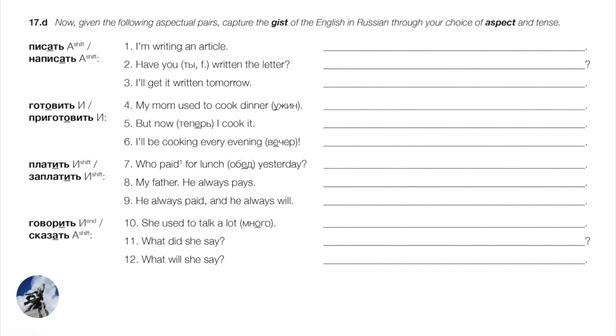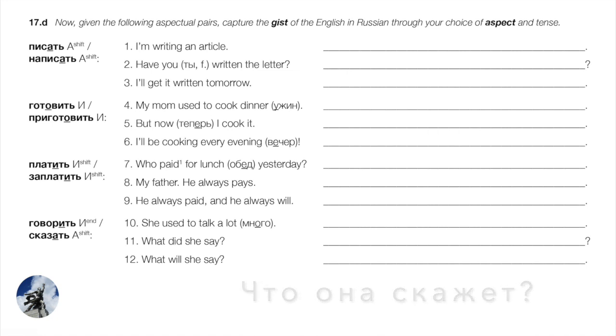Number 12, what will she say? Well, again, let's just think of a quick scenario. What will she say when she hears about this? It sounds like kind of a one-time utterance, right? Like what is going to come out of her mouth? How will she respond to this? That would be что она скажет. Что она скажет, perfective.